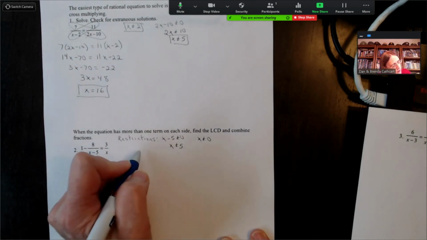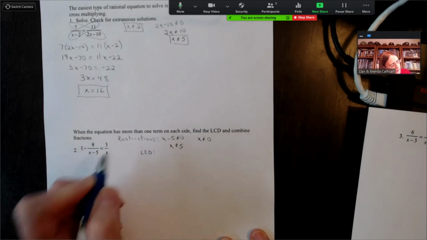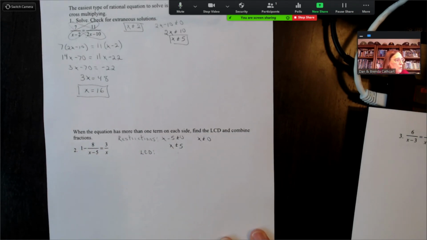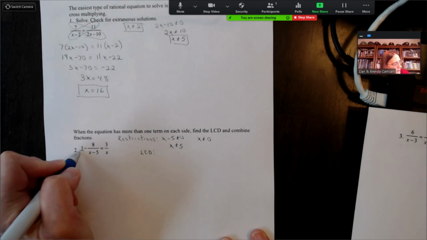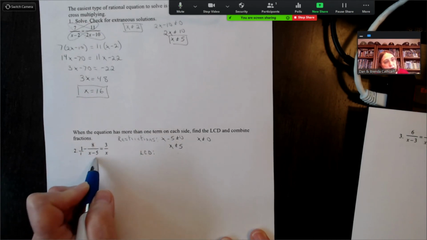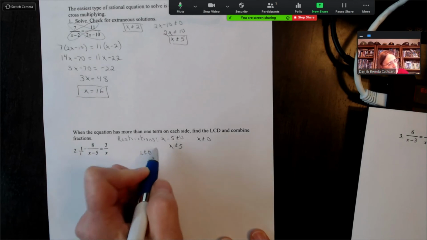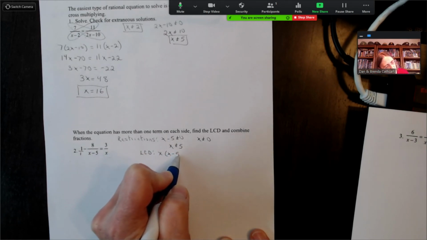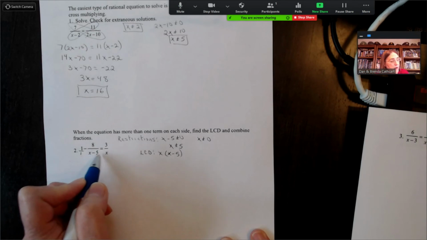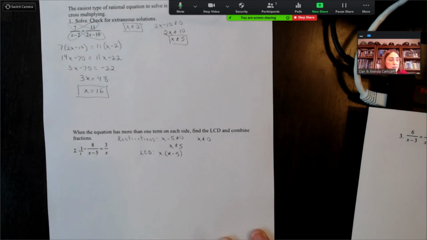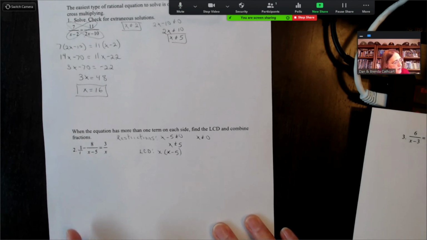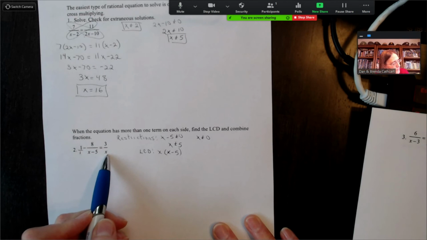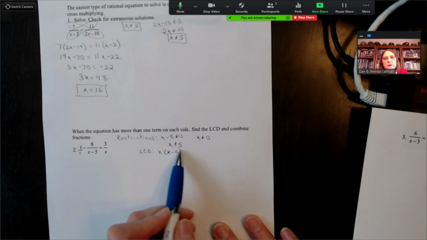Next, we're going to find our least common denominator. In our least common denominator, we need to have one factor of each of our denominators. In this case, our denominators are 1, x minus 5, and x. They have no common factors, so the least common denominator is just the product of the denominators. We're going to leave that in factored form because it's going to make it easier for us as we move forward.